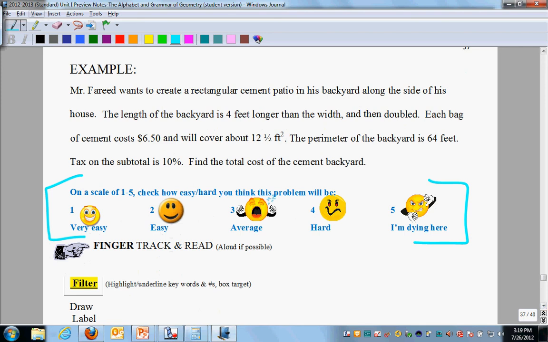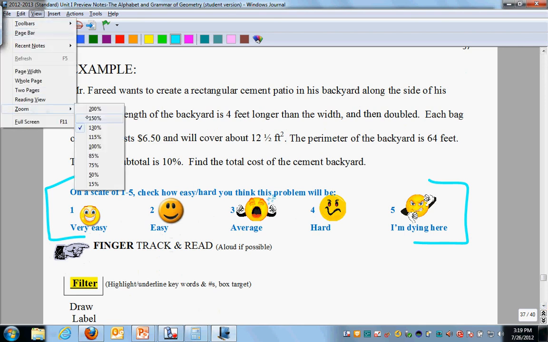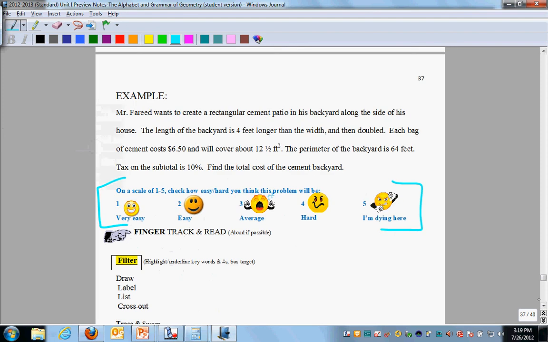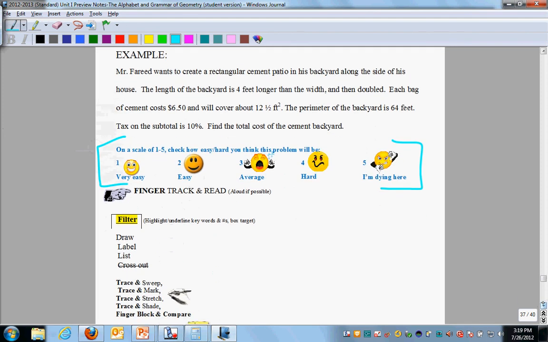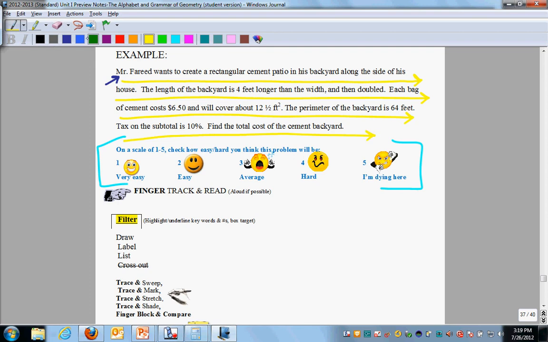Okay, now I'm going to walk you through the brain and hand techniques. Step 1 is I want you to put your finger on where it says Mr. Farid, right here. And I want you to read aloud the problem with your finger tracking, left to right, every single word. Ready? Put your finger there. Do that now. Go. Read it to yourself. Finger track and read. Go.